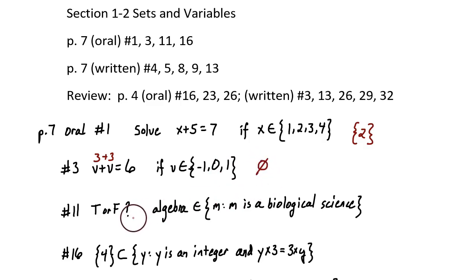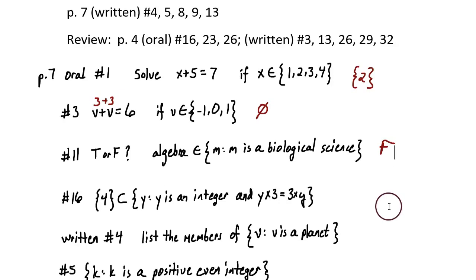Number 11 is a true or false question. Algebra class is an element of set M such that M is a biological science. This is basically saying algebra is a biological science. That's false. Biological sciences would be biology class, anatomy class, botany, zoology, not algebra.